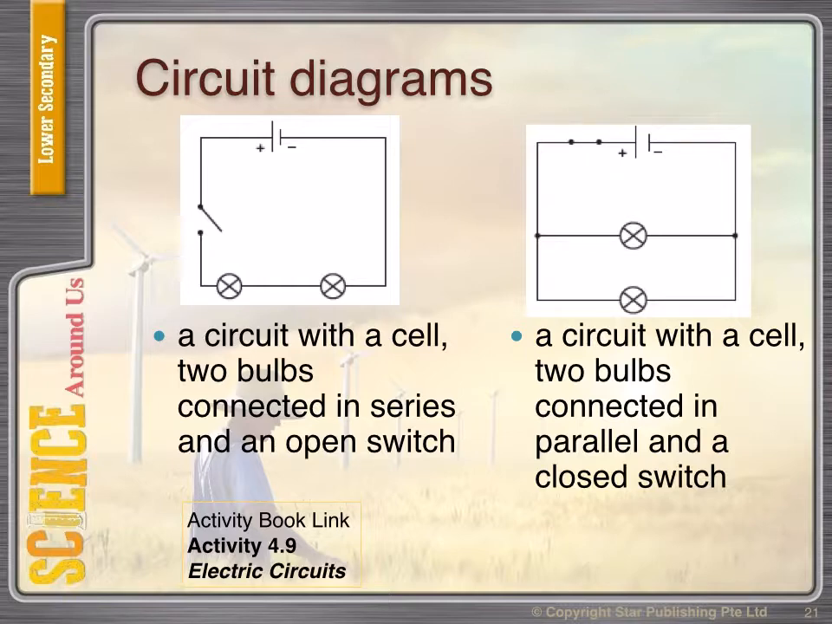Okay, the second diagram: two battery cells, and two light bulbs connected in parallel. Okay, and there's a closed switch with the battery. So you have to learn to draw circuit diagrams using circuit symbols. So we'll stop here on series and parallel circuits and how to draw different circuit diagrams.